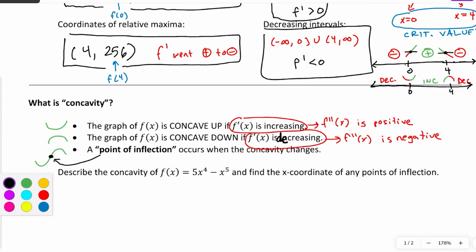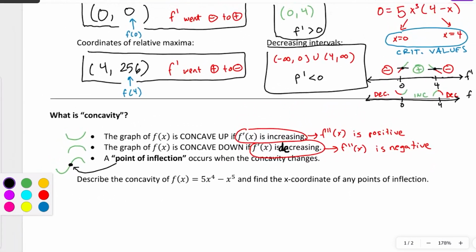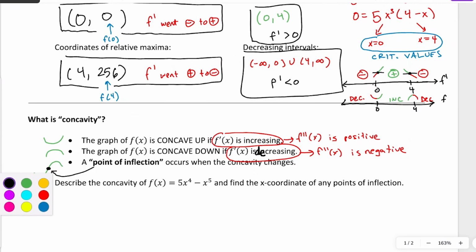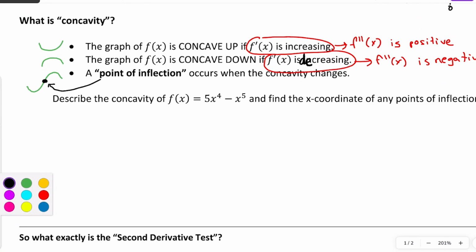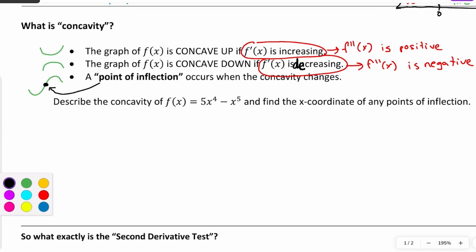But first, let's just practice with this function that we had above. Let's see if we can find at least the x value where we have a point of inflection on this graph. We're going to describe the concavity of this same function we're just dealing with, and find where the point of inflection is. First, we're going to find the first derivative, and we already did that above. We know that's 20x cubed minus 5x to the fourth.